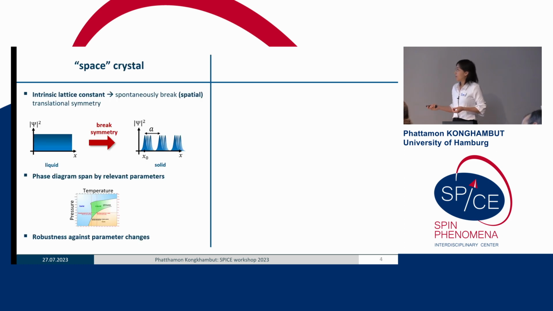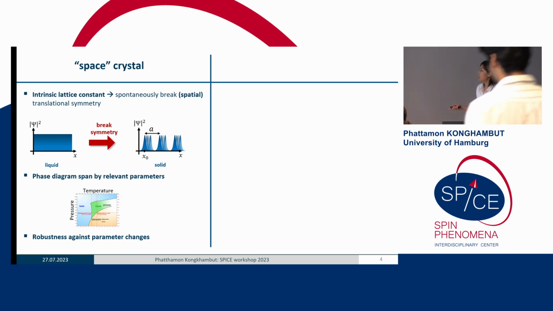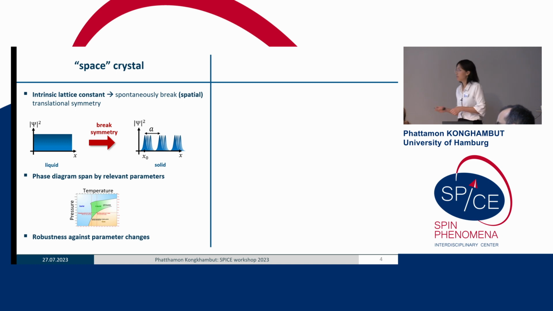So what is he thinking about? Let me give you this nice picture and summarize. You break the continuous translation symmetry, then you get a solid, and you see this lattice spacing of a. You can draw a phase diagram, for example, by pressure and temperature. This is a very famous phase diagram of water that you know. Here you see there's a solid region where you can see the crystal of the ice, and then there's a liquid and then a gas, for example.